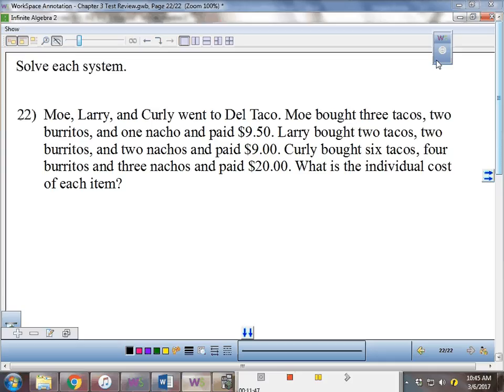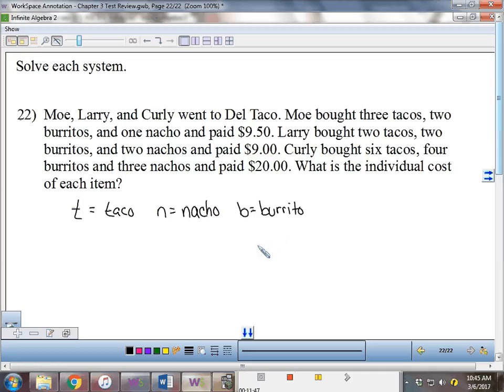Alright, so we need three equations. You have tacos, nachos, burritos. Taco, nacho, burrito. T is for taco. N is for nacho. And B is burrito.